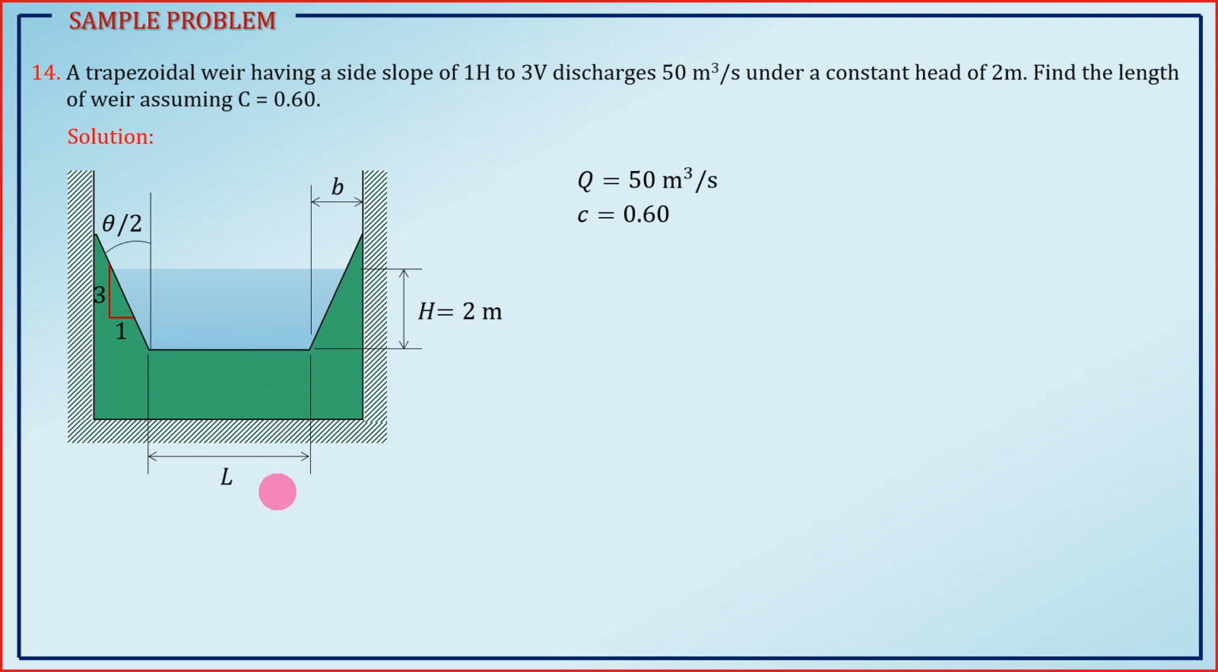So, how are we going to solve for this L? We can use our equations for Q, wherein that is just the summation of Q for a rectangular plus Q of a triangular. So, let's write: Q is equal to CWLH raised to 3 halves, then plus CW2.